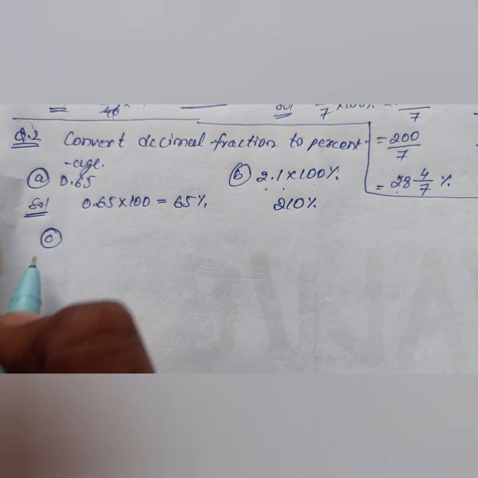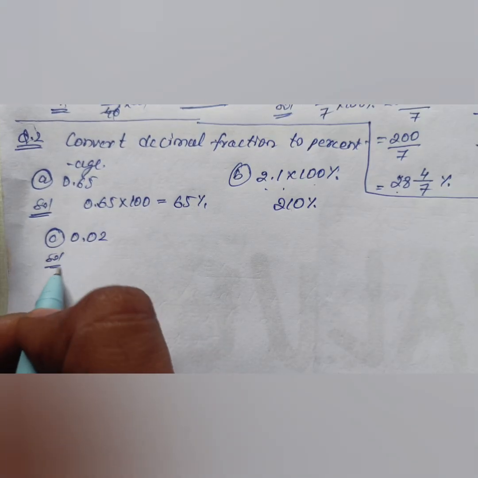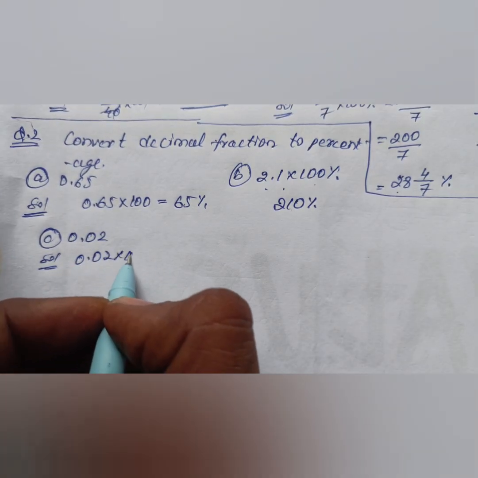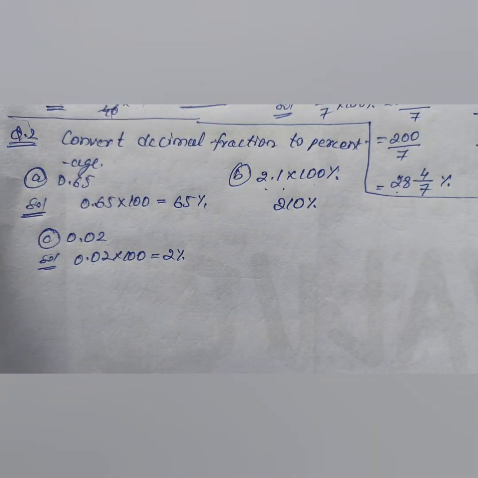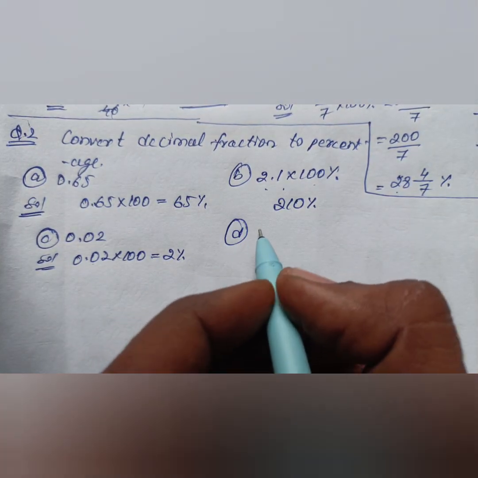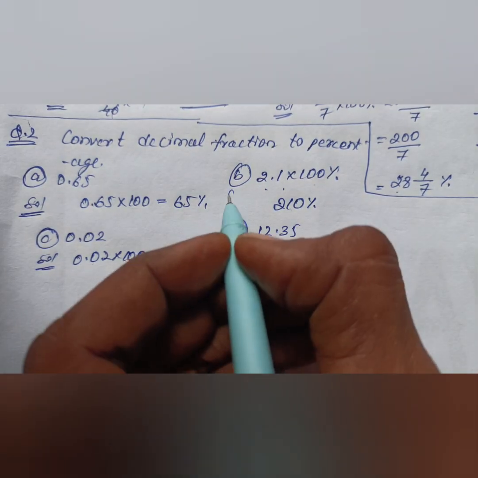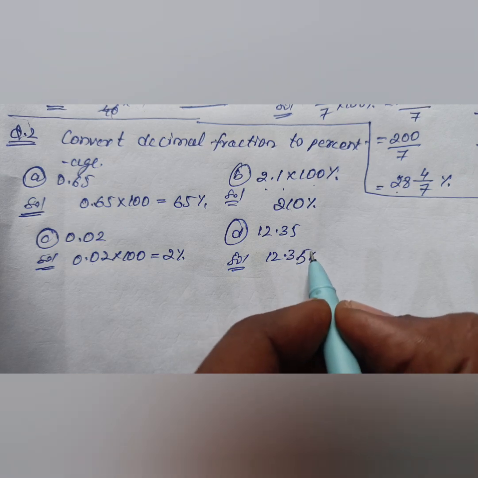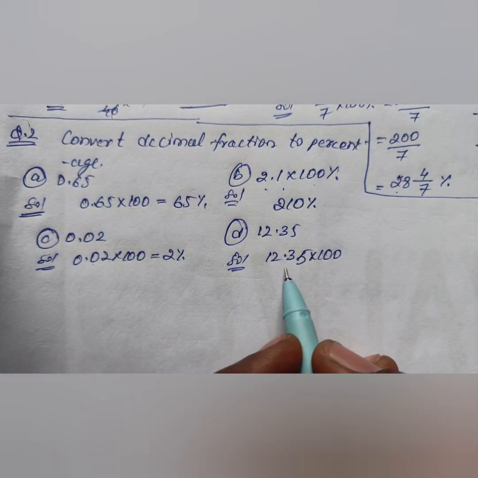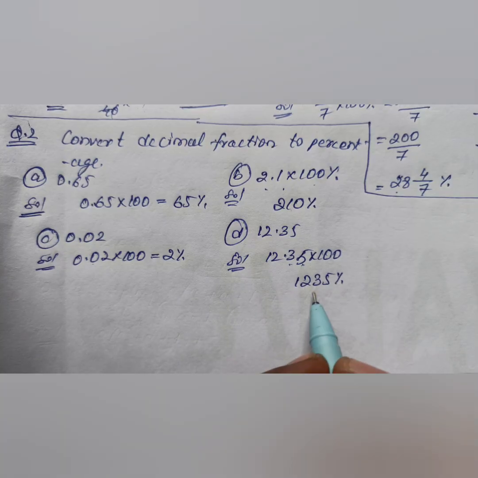Now C part, 0.02. We can directly multiply 0.02 into 100. So when we multiply it will become 2 percentage. And D part, similarly 2.35. So the solution we can write here: 2.35 into 100. When we multiply, both digits go to that side. So that is the percentage answer.